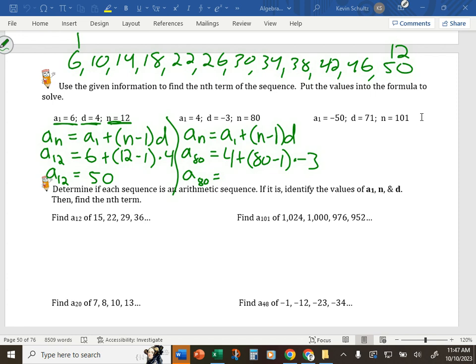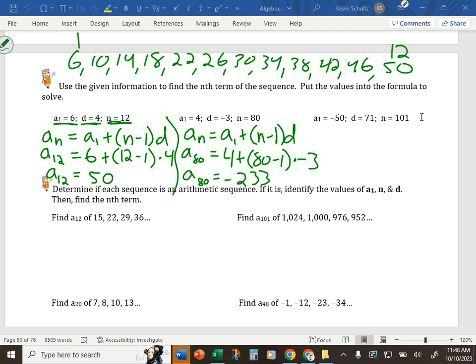Make sure you can do this, right? Calculator is a wonderful tool, but we've got to make sure you know how to use it. What did you come up with? -233. Do we have a second on that? Yeah. That is the correct answer. Now, if you started with 4 and subtracted 3 79 times, you'd get -233. But ain't nobody got time for that. That's why we have the formula.